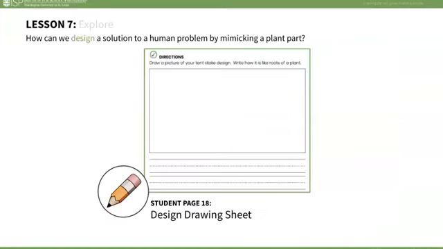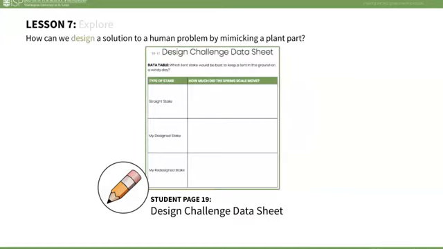Give students a copy of the design drawing sheet found on student page 18. After students make a drawing of their prototype, they should show you their idea, then work together to construct the prototype out of pipe cleaners. Give time for students to now construct their tent stake. So already, now you can give students a copy of the Design Challenge data sheets found on student page 19.